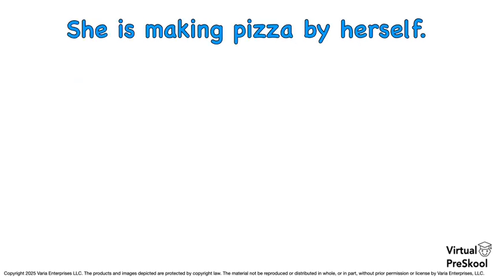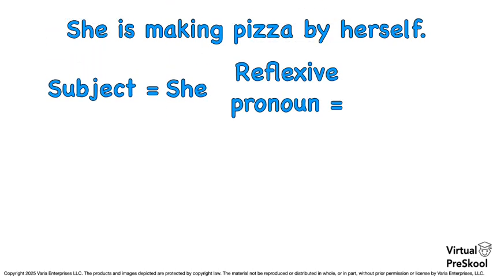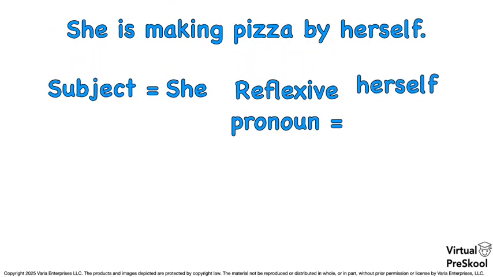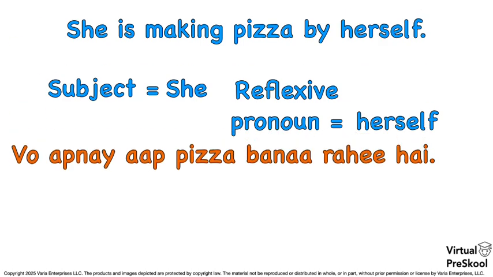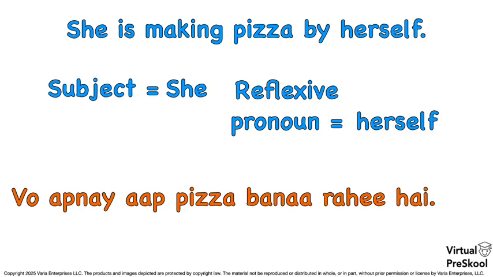Here's another one. She is making pizza by herself. The subject is she. The reflexive pronoun is herself. Do you see how herself reflects back to she and that they're both the same person? So this sentence in Hindi would be, वो अपने आप pizza बना रही है. If a male said it, it would be, वो अपने आप pizza बना रहा है.